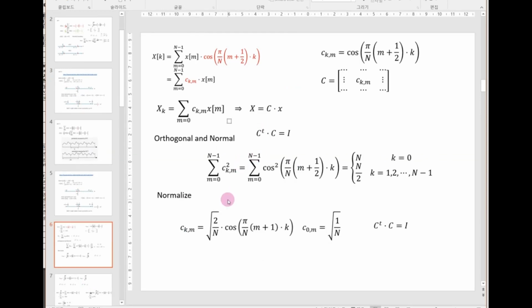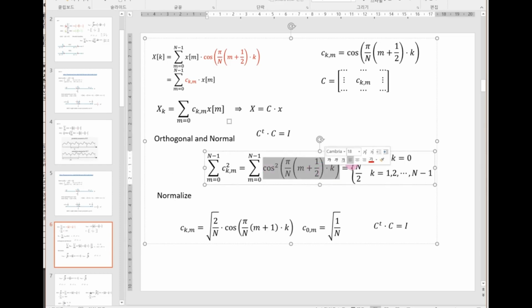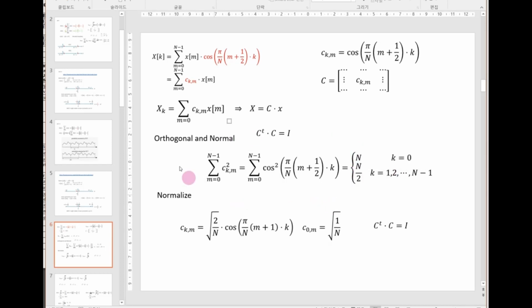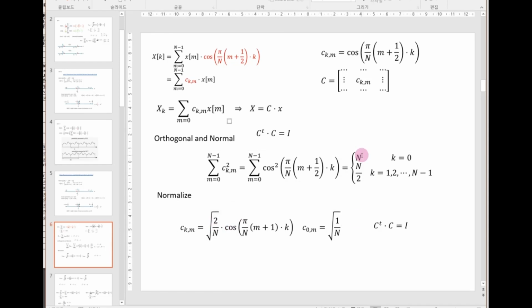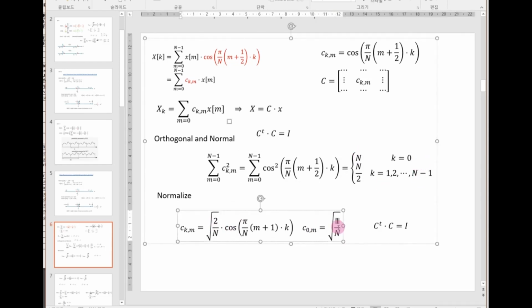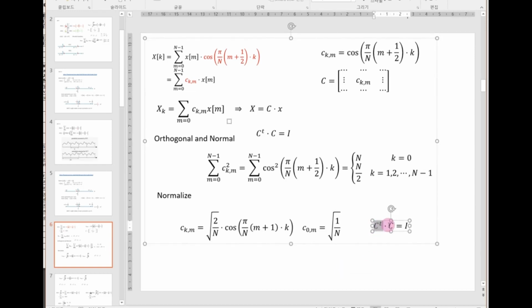So if we take the square of this, the product between two different basis vectors will give this result. If k is 0, then that is n. If it is not, it should be n over 2. That's this value. And to normalize this, if k is not 0, then we take this normalization factor. And if k equals 0, we take this normalization factor. Then we can guarantee that C transpose times C becomes I.